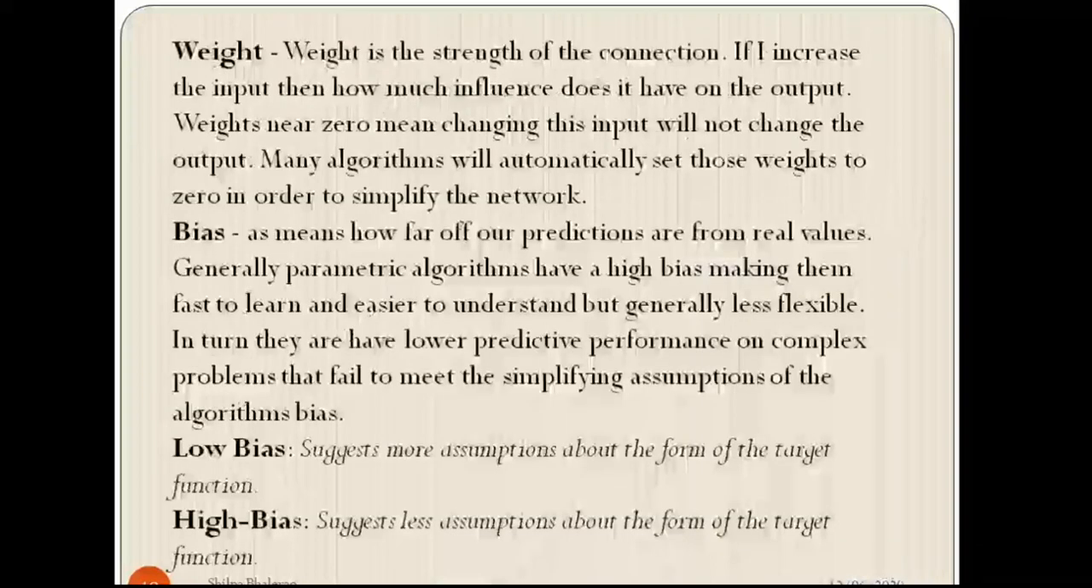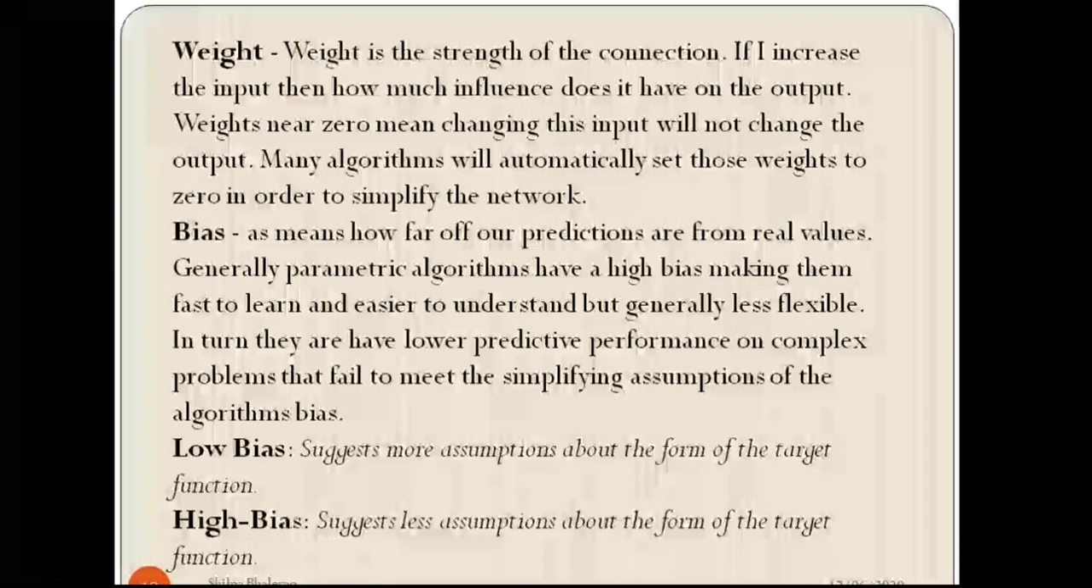So this is the objective. What have we learned? Weight and bias. Weight is theta 1 and bias is theta 0. In terms of machine learning, bias is for adjusting the error, so theta 0 is for adjusting the error. And theta 1, the weight, is the strength of the connection: if we increase the input, how much influence it will have on the output. Clear?